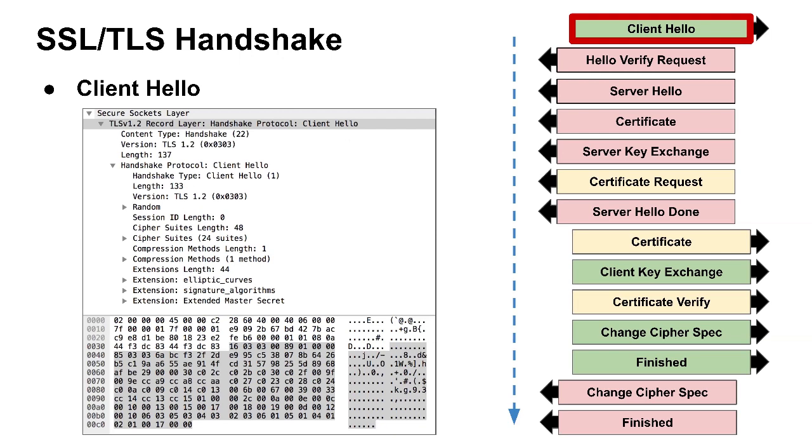If you look at that in Wireshark, this is what it might look like. You've got some of those things in here. You can see the version is TLS 1.2. The session ID is 0, so we're not resuming a session. We can see there's 24 cipher suites being offered by the client here. And then we've got some extensions attached on at the bottom for elliptic curves, signature algorithms, and extended master secret.